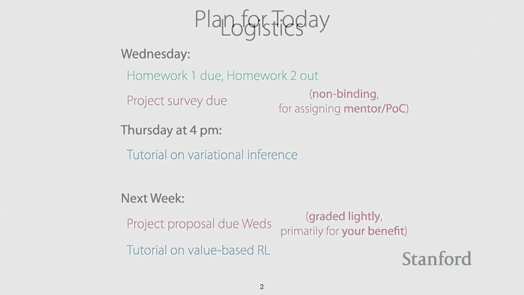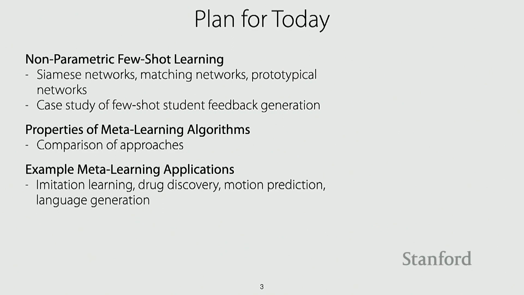Okay. Cool, so the plan for today, we're going to be covering a class of methods called non-parametric few-shot learning methods. These methods actually work super well in practice, at least for supervised learning problems, and so they are quite useful. We'll also talk about a case study of using these methods in an actual real-world deployment of meta-learning, which is pretty cool.